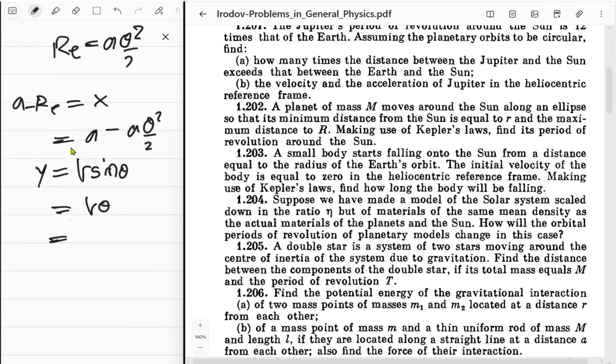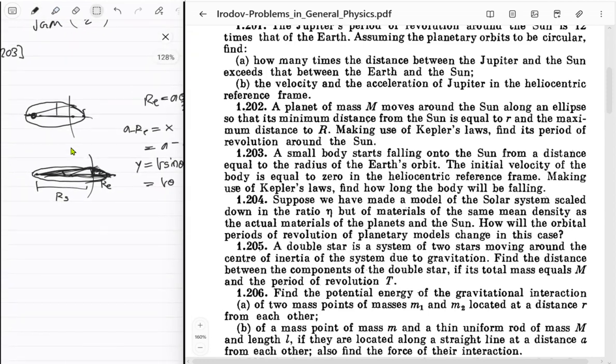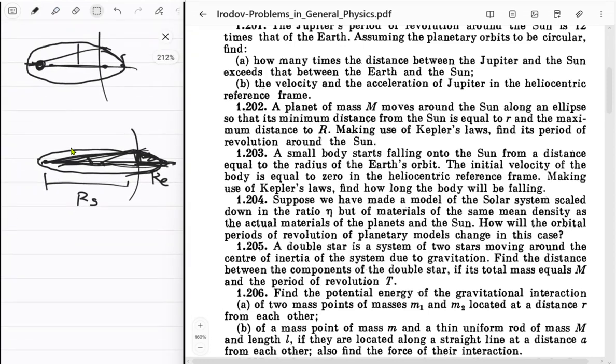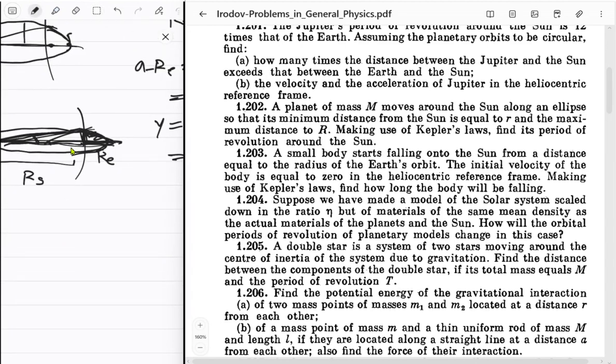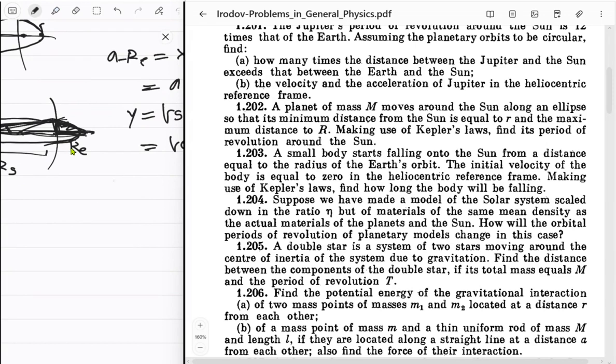You got Y, you also got X. Once you have Y, just do this whole thing. So the R maximum, which is just R of sun plus R, you can do that thing, right? So R sun plus R earth. Yeah, that would be this thing.